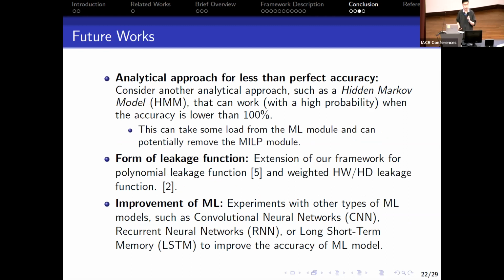First, we can consider another analytical approach that might work for less than perfect accuracy. We can consider a hidden Markov model, which maybe can work by switching to it and removing the MLP. We can also consider another leakage function. We are only considering Hamming weight and Hamming distance, but maybe another form will be better.